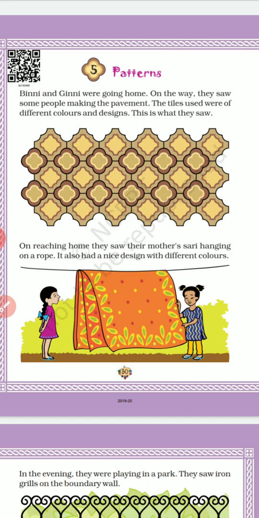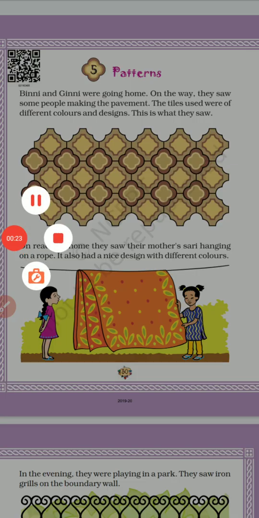Now take out your maths textbook and open page number 30. So, dear children, yesterday we saw various patterns of numbers. Today we are also going to see some patterns regarding this lesson, number 5, Patterns. So, let's take a look.